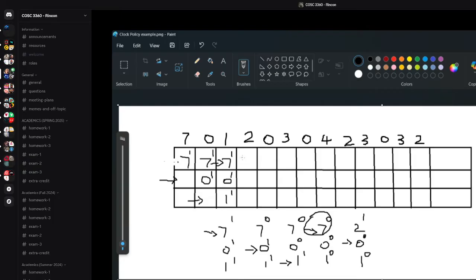So we're going to write this in here. 2 with a use bit, 0 with no use bit. I know this looks super ugly, I'm so sorry. 0 with no use bit, and then 1 with no use bit. And we'll put the pointer right there. Any questions about this part?